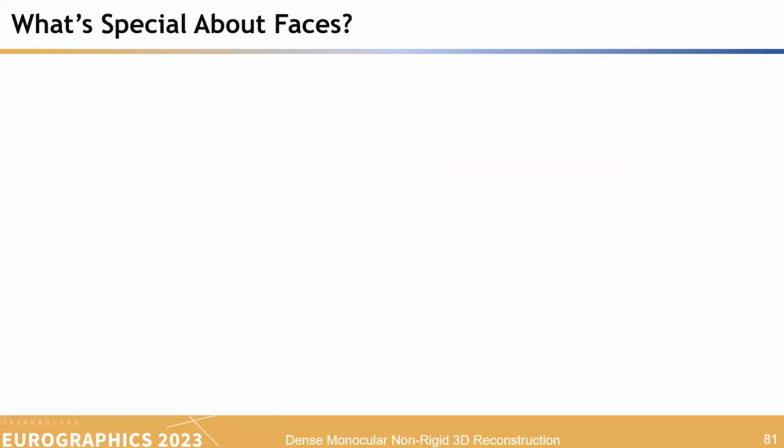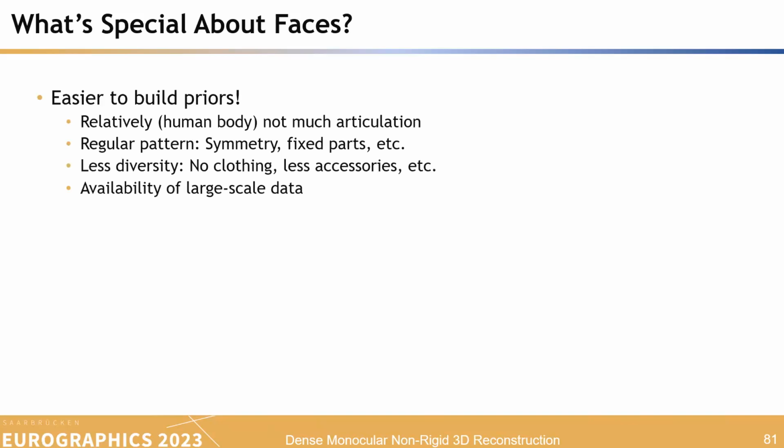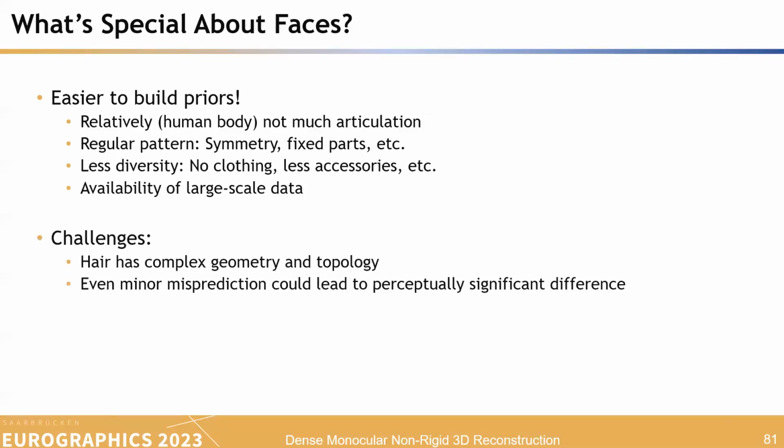Let's see why we want to address faces separately. To start with, faces do not have that many articulations as compared to humans, and they also have a regular pattern. For example, they are vertically symmetric, and there are a fixed number of parts. It's also less diverse. For example, it does not have any clothing involved, and has fewer accessories, and because of the number of applications it has, there's a large amount of data available. So as a result, it's easier to build prior models compared to other objects.